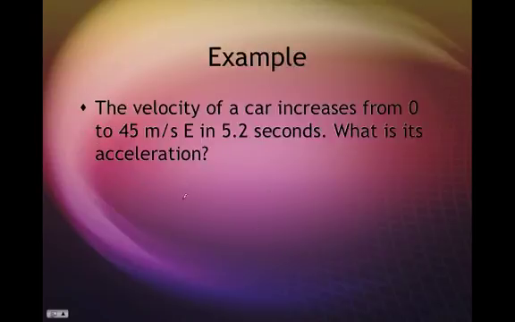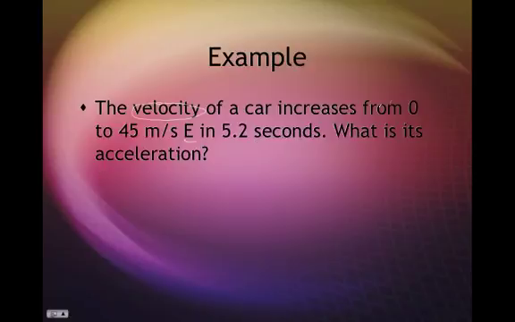Okay, for an example, we have the velocity of a car, which increases from 0 to 45 meters per second east. What does that east do? Well, all that does is help to tell us that it is actually a velocity, and it does this in 5.2 seconds. They want to know what is its acceleration. When I'm faced with a problem like this, I like to make a list of all of the information that I know or label it. Sometimes you can label it right in the problem. Sometimes you need to write out a list.